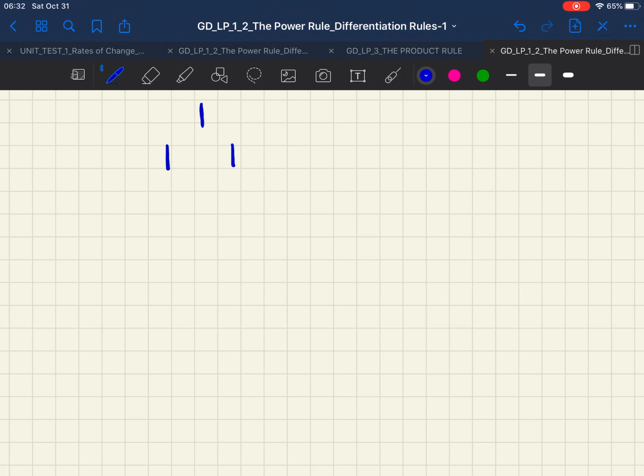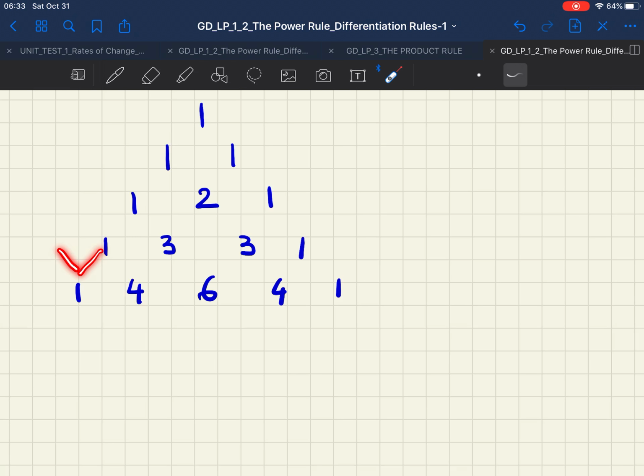Now, next you build the second row. Remember, this is row 0. This is row 1. Now we're going to move on to row 2, and we go 1, because we have 1 plus 0, 1. Now 1 plus 1 equals 2. 1 plus 0 equals 1. In the next row we have 1, 3, 3, 1, which means 1 plus 0, 1. 1 plus 2, 3. 2 plus 1, 3. 1 plus 0, 1. Next, 1, 4, 6, 4, 1. So 1 plus 0, 1 plus 3, 3 plus 3, 3 plus 1, 1 plus nothing.